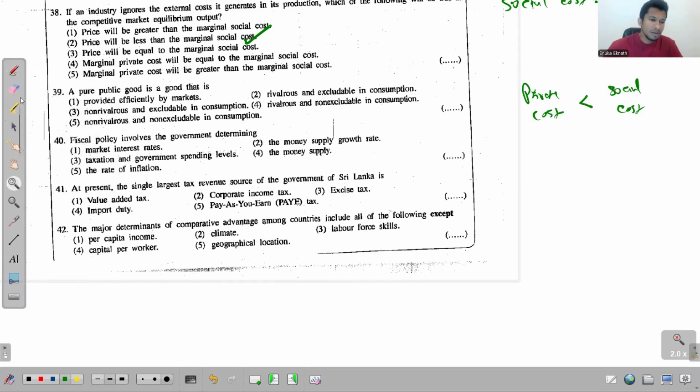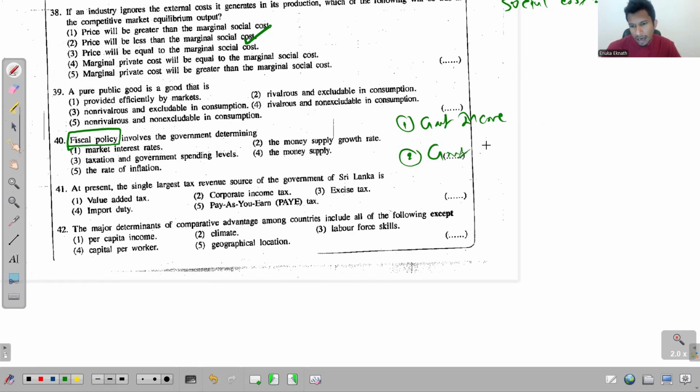The 40th one says fiscal policy involves the government determining... Okay, so this is the policy related to these three things. Fiscal policy is the policy related to government income and government expenditure, and also the policy related to public debt. So let's read again.